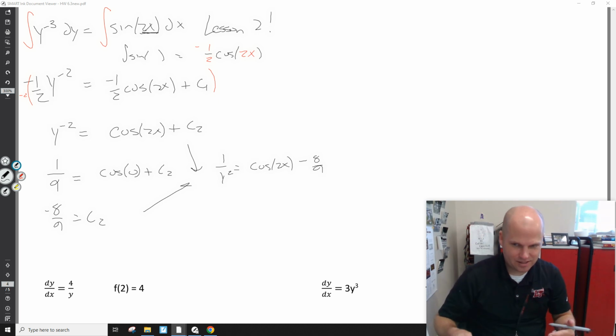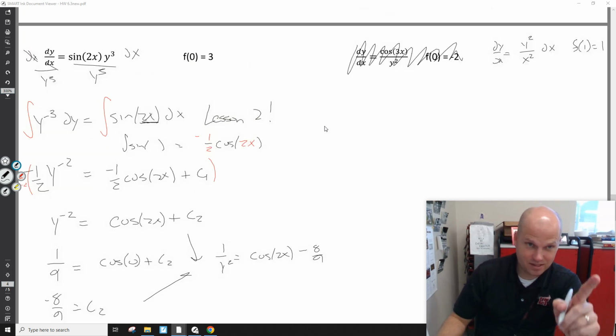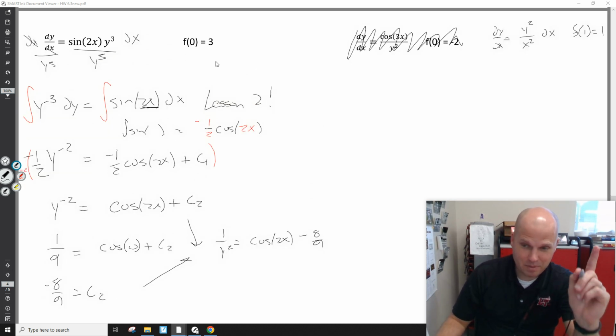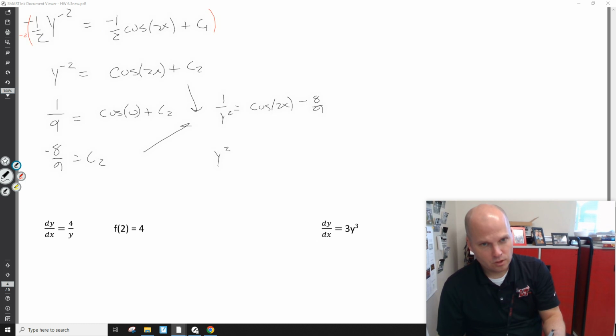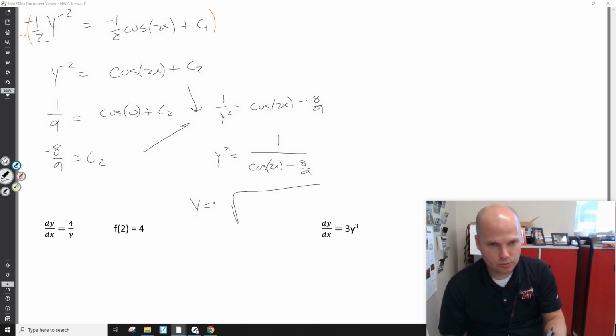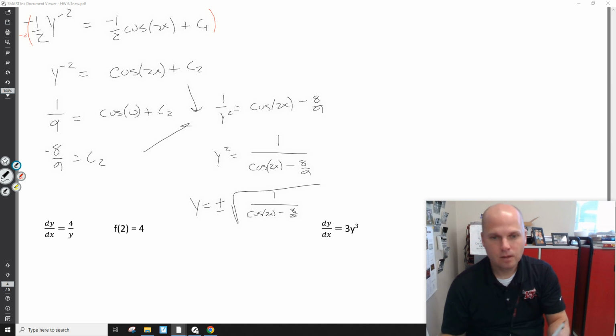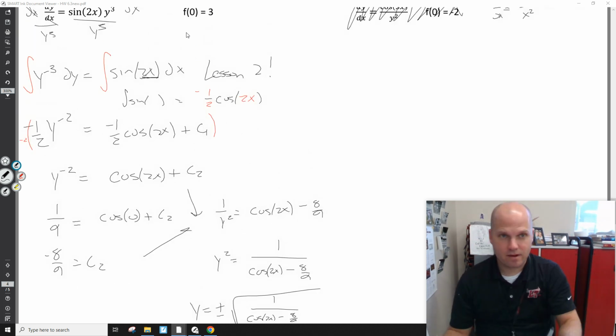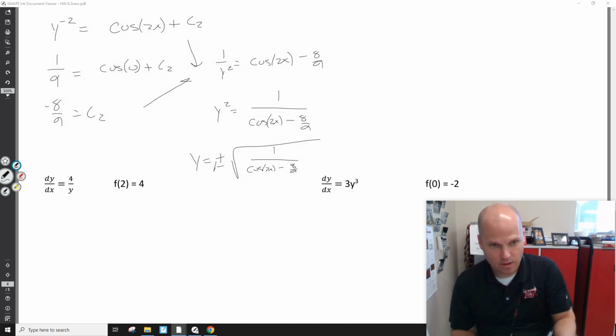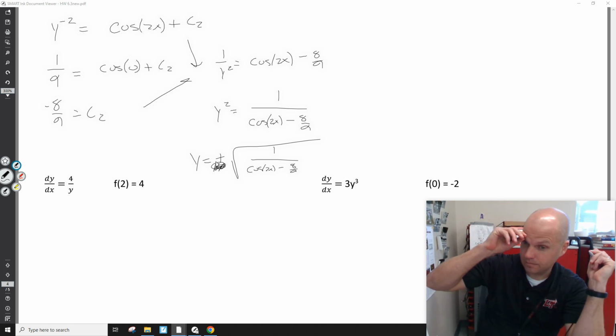Flip both sides. Square root both sides. When I plug in 0, I better get positive 3. Flip both sides. Don't flip 8/9 and turn it into 9/8. Just put it underneath a 1. Square root both sides. Include a plus or minus. Maybe we need to multiply the top and bottom by 9. When I plug in 0, I better get positive 3. That's why I want the positive half of things. That's a good question.